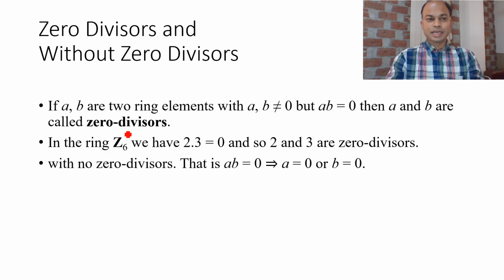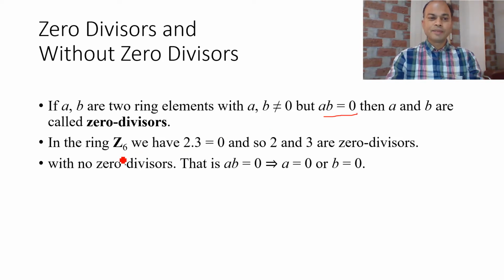Initially, we are discussing zero divisors and no zero divisors. Say here we have two elements, A and B, and these elements A and B are part of the ring. And these two elements A and B are not equal to zero. I mean these elements are non-zero, but AB equals 0. Then A and B are called zero divisors.